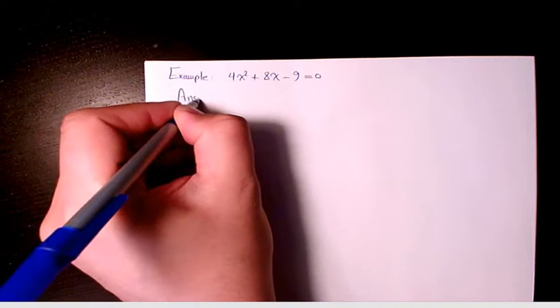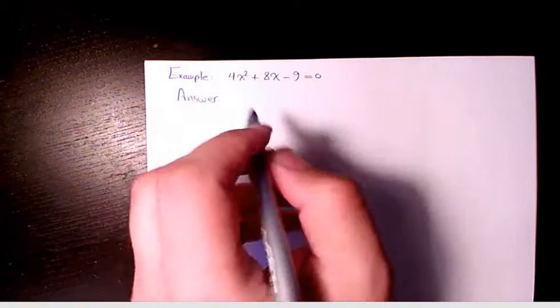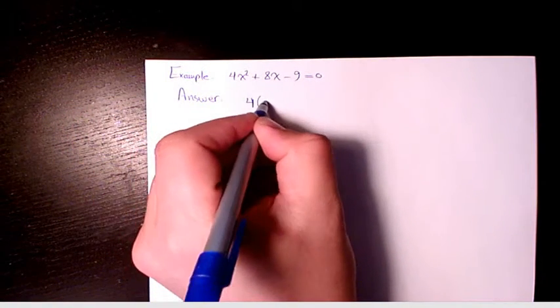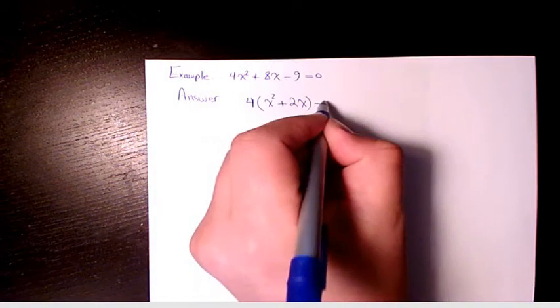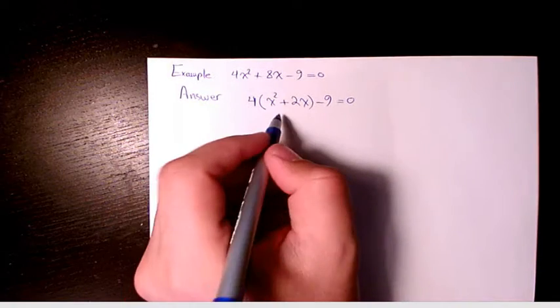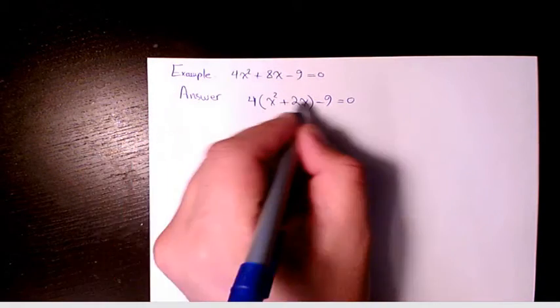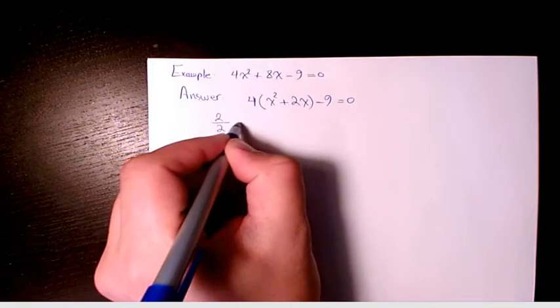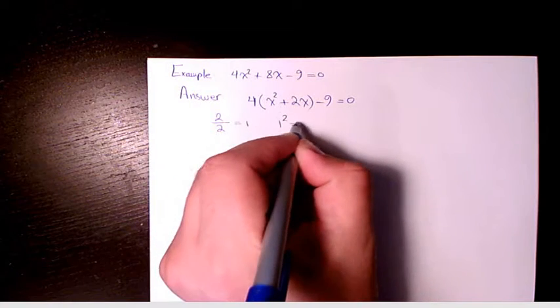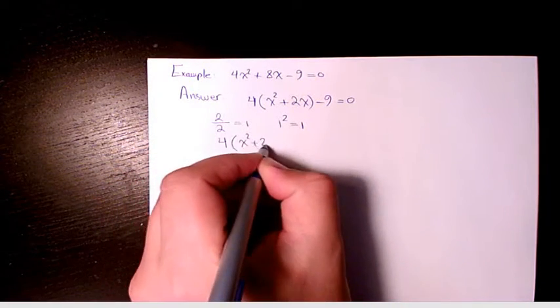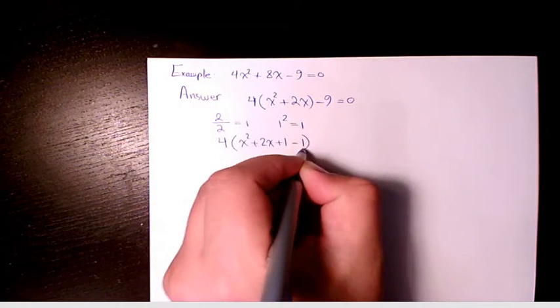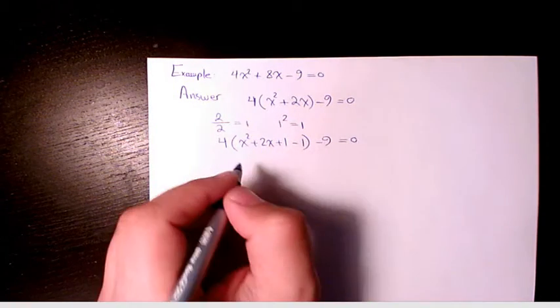The first thing I need to do is factor the first two terms. So I factor out 4. It's going to be x squared plus 8 divided by 4, which is 2x, minus 9 equals 0. Then we have 2 divided by 2, which is 1. 1 squared is 1. So we have 4x squared plus 2x plus 1 minus 1 minus 9 equals 0.